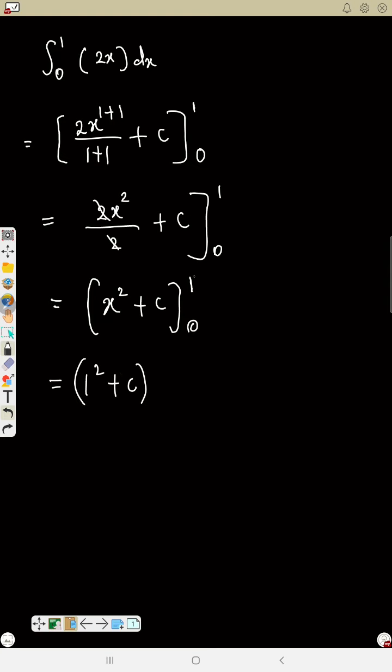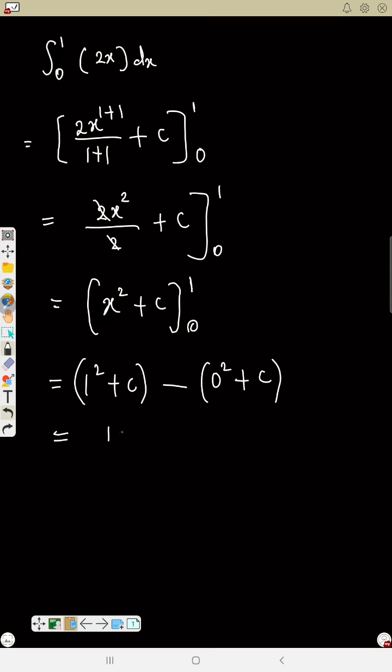What do you do now? Anywhere you see x, put 1. That will be 1 squared. So minus the constant, you should always say minus. Now anywhere you see x again, put the second number. That will be 0 squared plus c. So that means put the first number anywhere you see x, minus put the second number anywhere you see x. That is how you remove the limits.